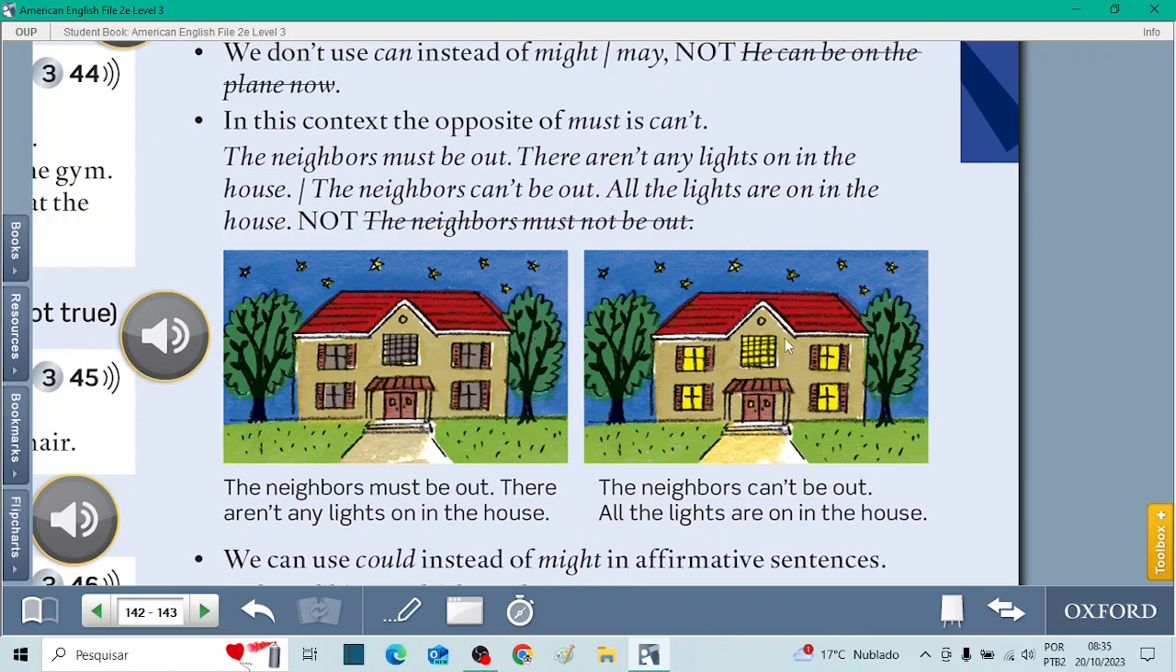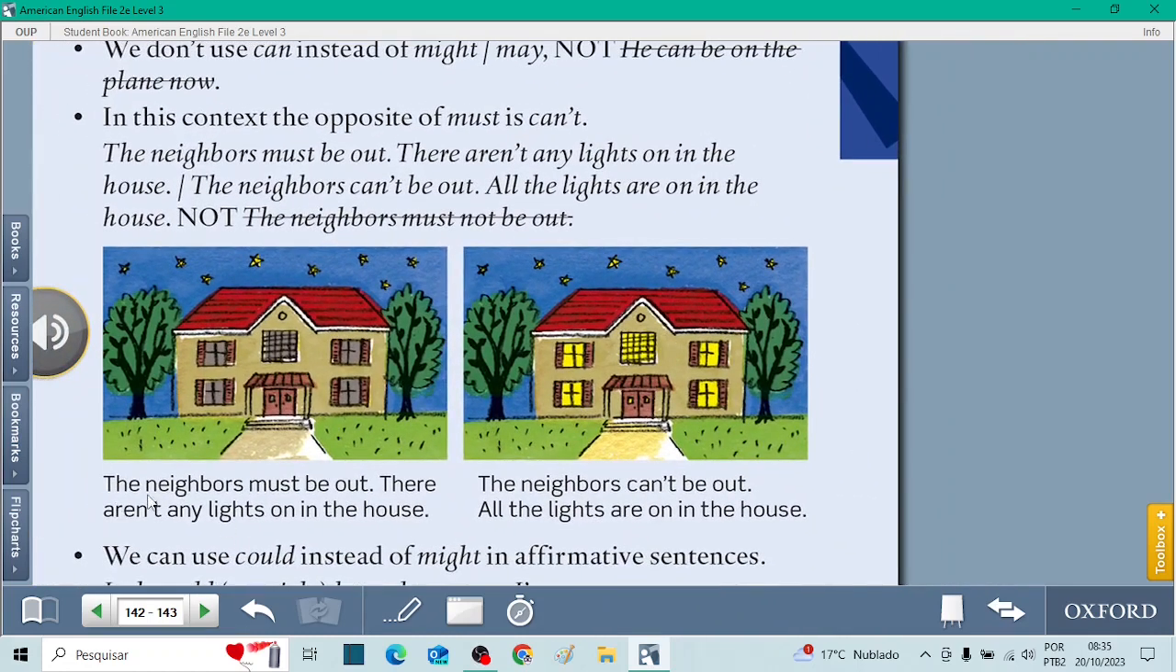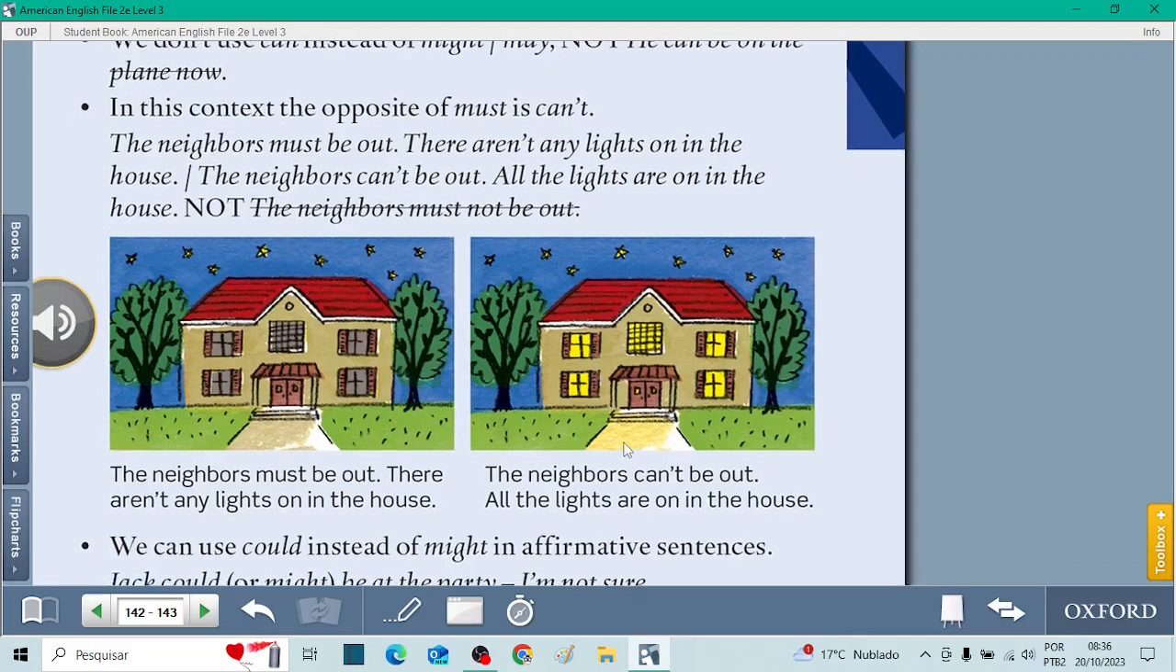Aqui, ó, nós temos os desenhos para ilustrar, né, este exemplo. The neighbors must be out. There aren't any lights on in the house. The neighbors can't be out. All the lights are on in the house. E assim a gente vê o contraste, tá?